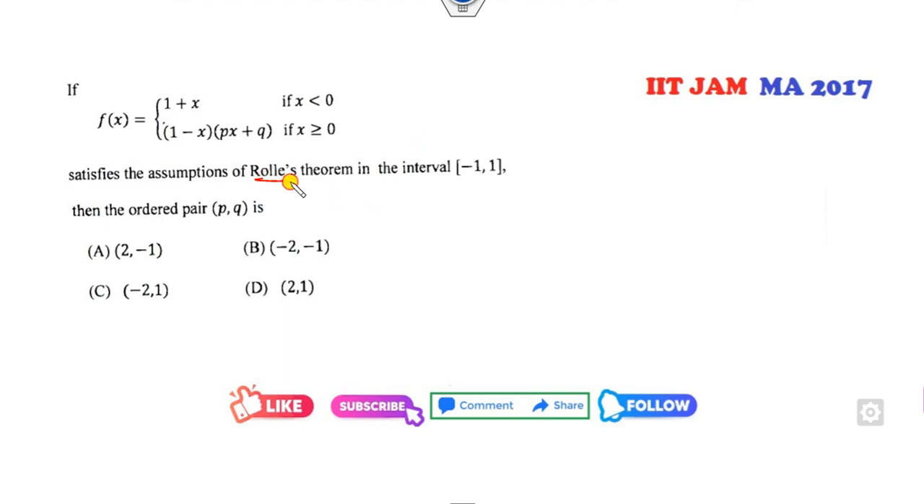Okay, now you can see Rolle's theorem. What is the property of Rolle's theorem? f should be continuous. So what is the property of continuity? It should be continuous at x equal to 0. So if you substitute here, 1 plus 0, it should be 1 minus 0, 0 plus q. So q should be 1.